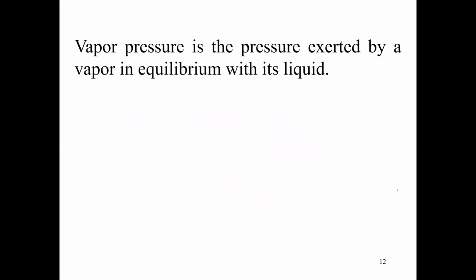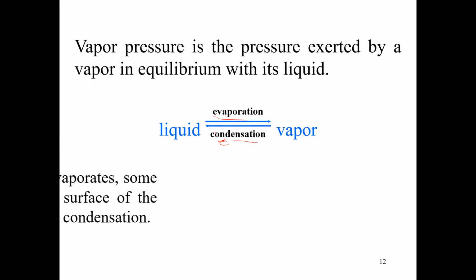Vapor pressure. Vapor pressure is the pressure exerted by a vapor in equilibrium with its liquid. Okay, so basically you've got liquid going to a vapor, that is evaporation. Vapor condensing to a liquid, that's called condensation, going the other way. So basically evaporation one way, condensation the other way.